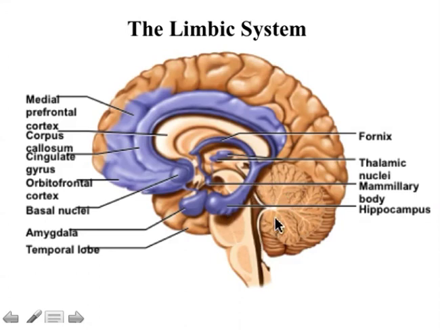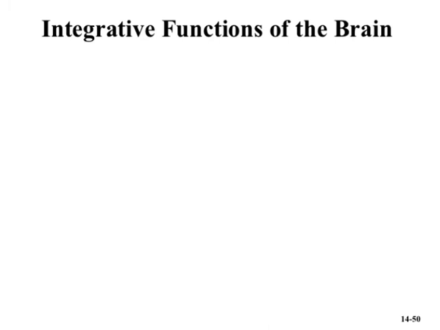So again, evidence for the fact that different flavors of memory reside in different physical areas of the brain, and further evidence of the fact that this information gets moved from one part of the brain to the other as it transitions from short-term memory to long-term memory. Okay, the brain is involved in integrative functions as well. Let's talk about some of these.